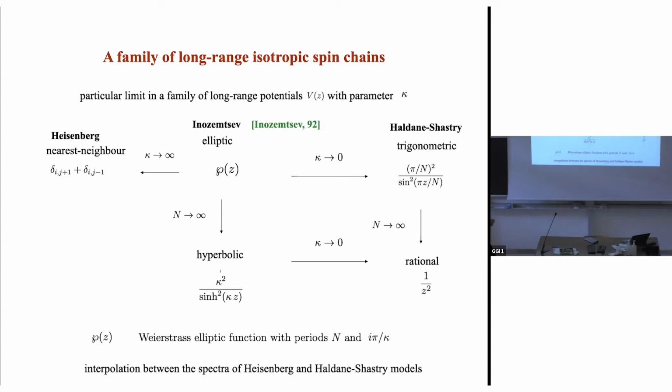One particular limit of this model is better understood when the size of the system, the number of spins, is infinite. Then the potential becomes hyperbolic, and you see that you can go from one potential to the other by analytically continuing n to iπ over kappa. And the nice feature of this Hamiltonian is that you can follow the integrable structure from Heisenberg all the way to Haldane-Shastry.